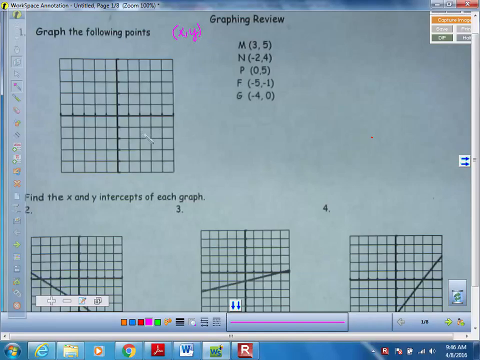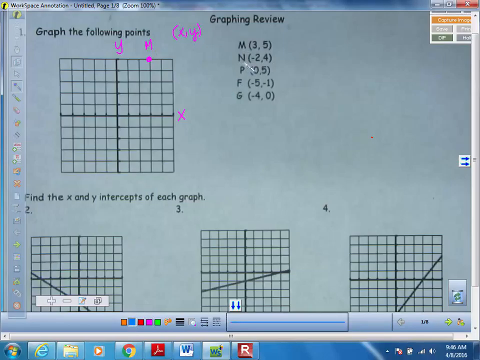Now, is my x-axis my up and down axis or my side-to-side axis? Side to side, so this is x, this is y. So when it asks me to graph point M, I'm going to go 3 on the x-axis. So since 3 is positive, I'm going to the right 3, and then I also have to go up 5. So this would be point M.